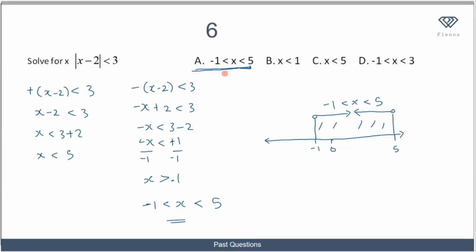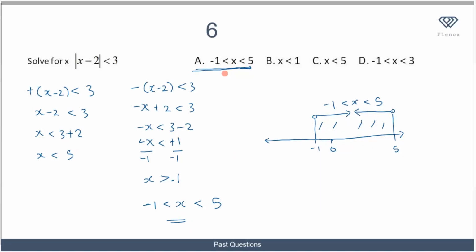Another way to look at it is x greater than minus 1 can also be written as minus 1 is less than x. And since you have written minus 1 is less than x, then I know that x must be less than 5, so we can just add that to that, x is less than 5. So we have minus 1 is less than x which is less than 5. So the correct answer to this question is A. So this wraps up our topic on inequalities.